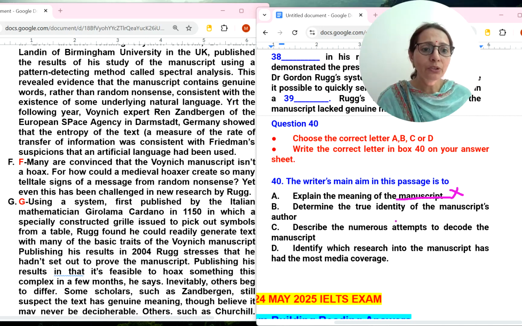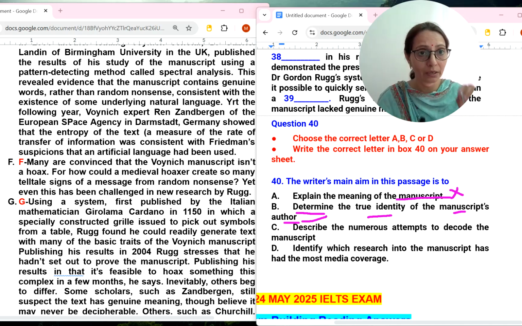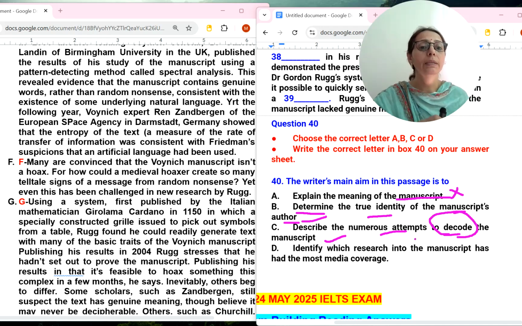Second, "determine the true identity of the manuscript author." They couldn't identify the true identity. People were just guessing this person, this person, this person. On one person they were saying one thing, but others were saying some other person. So they couldn't determine the true identity of the manuscript author, who had written it. Third, "describe the numerous attempts to decode the manuscript." The word decoding was there. They were talking about symbols, more than 70 symbols, and these attempts were there. So we can select this.